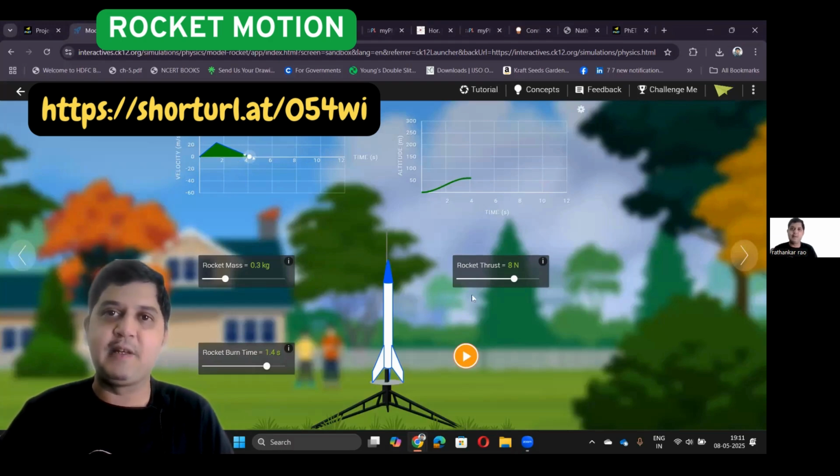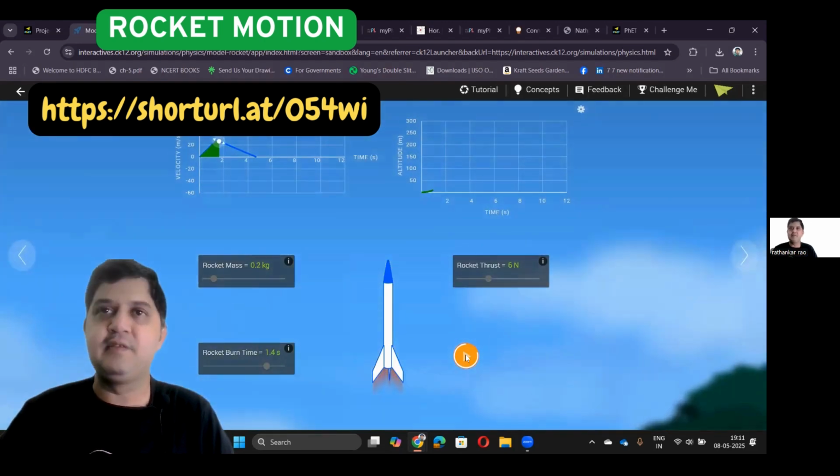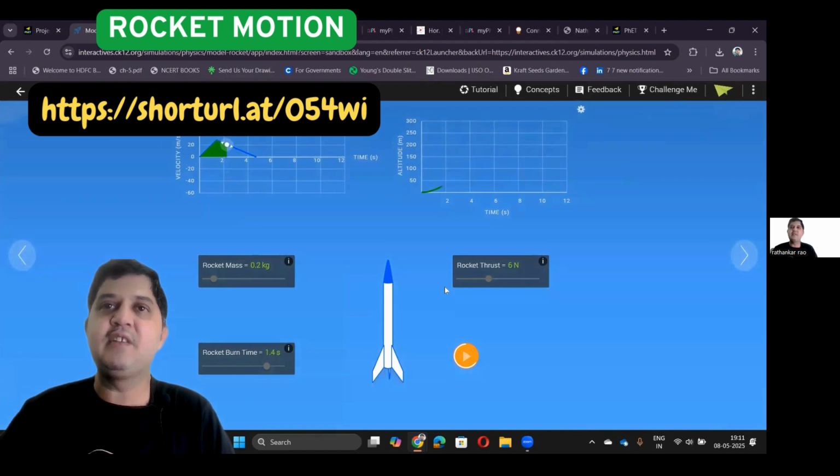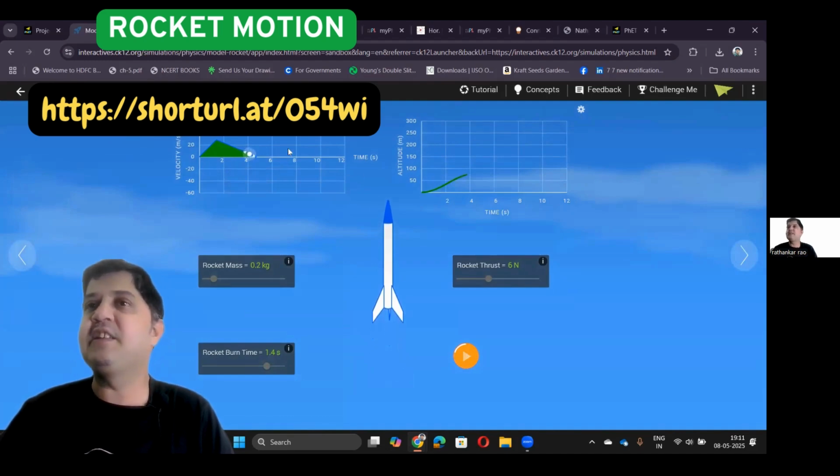Let me change some of them. For example, I'll take the rocket thrust to be 6 Newton instead of 8 Newton, and I'll reduce the rocket mass to 0.2 kg. Let me run this. I get a different curve. Now I can look at why I get a different curve, and why the curve pattern is not changing. What's exactly happening? Is the same thing happening forever?